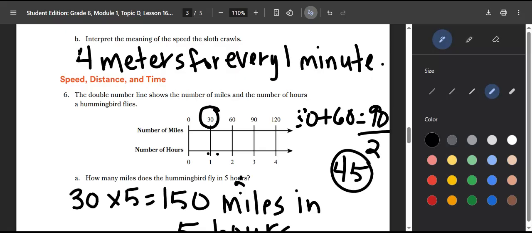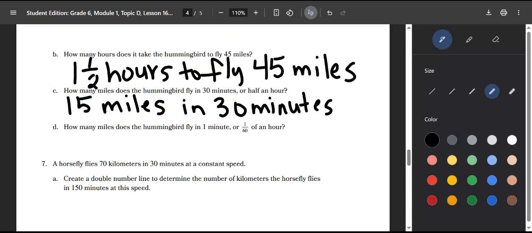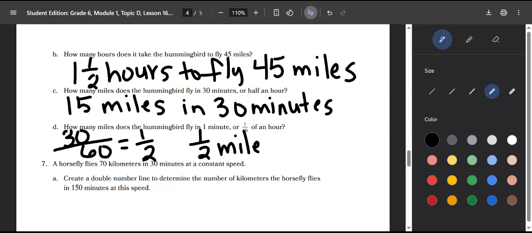Anyway, you know that we're dividing the 30 by 60. So 30 divided by 60, and that's 30 miles divided by 60 is actually 1/2 of a mile. So 1/60 of an hour is 1 minute. So the hummingbird goes half of a mile in 1 minute.